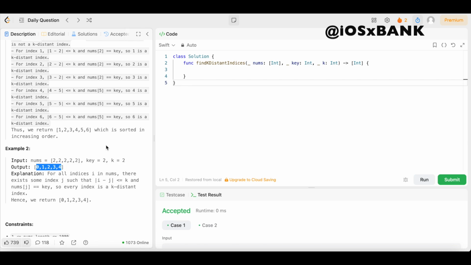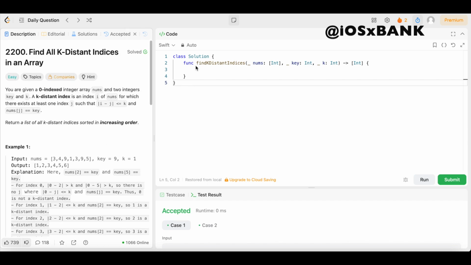So now that we understand the question, let's get into the fun part, the actual solution. The solution's not that difficult at all. The first thing we're going to do is create a constant that is going to store the total number of elements for us. So we could say let n equal nums.count.